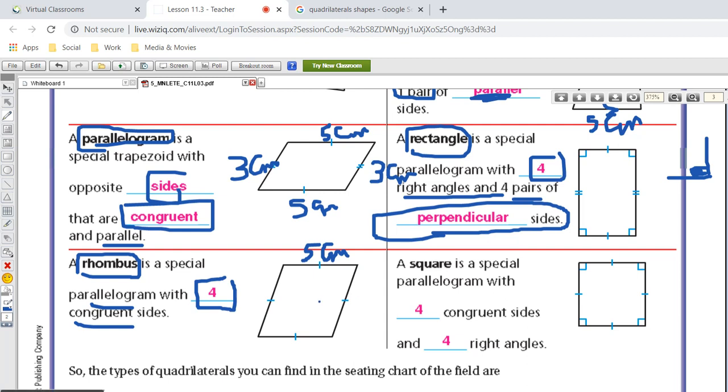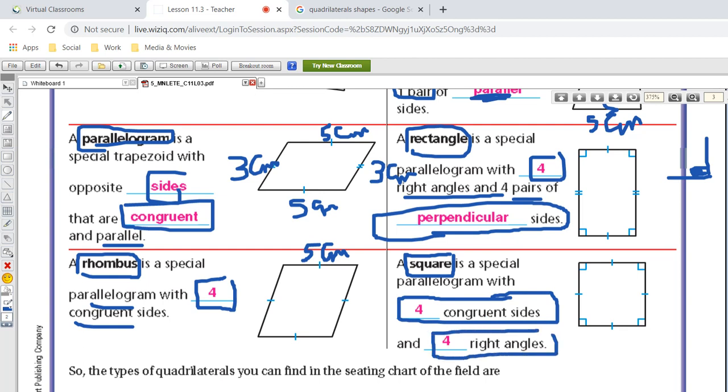So as we learned before, a quadrilateral has 4 sides, and we have to discuss 4 or 5 types of quadrilateral today. Okay, the next type of quadrilateral, square. A square is a parallelogram with 4 congruent sides and 4 right angles. 4 congruent sides, 4 right angles.